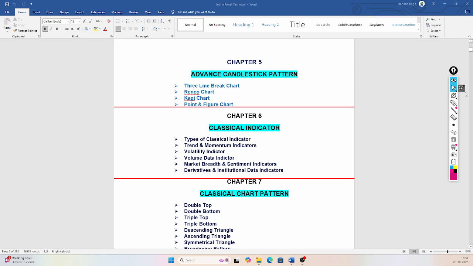Let's move on to chapter number 5, which is also part B. In chapter number 5 we will learn advanced candlestick patterns, and this will include the 3-line break chart, Renko chart, Kagi chart, and point and figure chart.